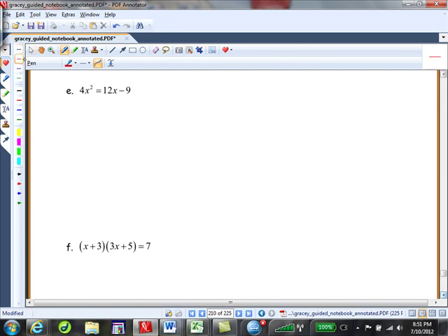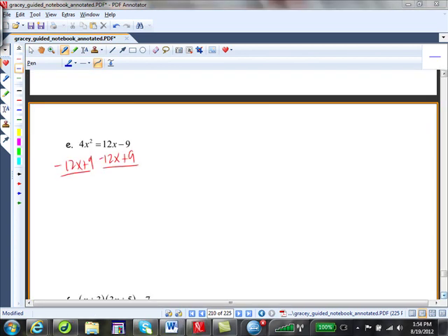Now part E, I don't have 0 on one side. That's all I know. So I'm going to subtract 12x and add 9. You can do it one at a time if you like that better. I will end up with, in descending powers of x, 4x squared minus 12x plus 9 is equal to 0.